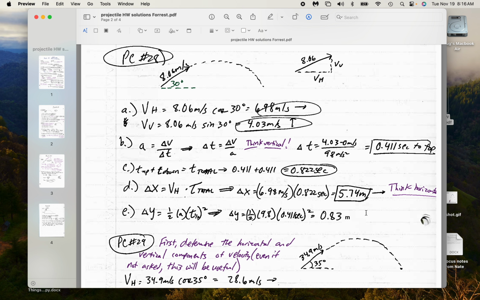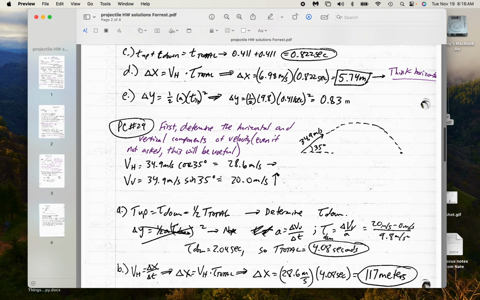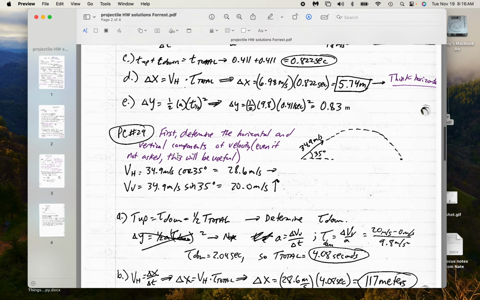I'm making all my corrections right here. That's fun. Okay, so PC29 was essentially looking at an angle launch projectile. It's asking you to find the total time of flight, horizontal displacement, and the peak height. So basically the last 3 parts of this problem up here.